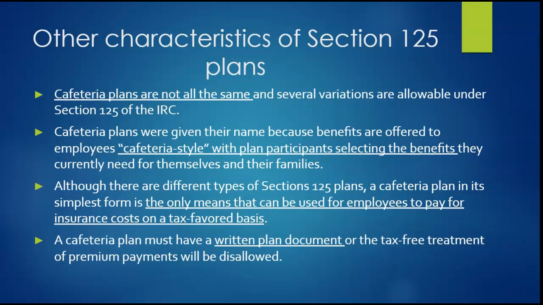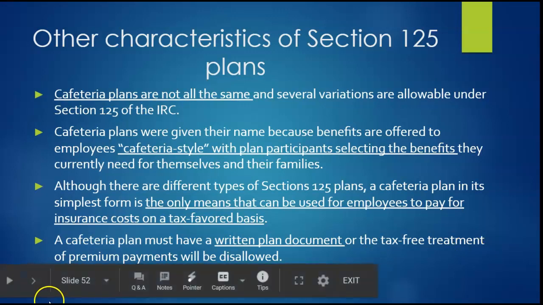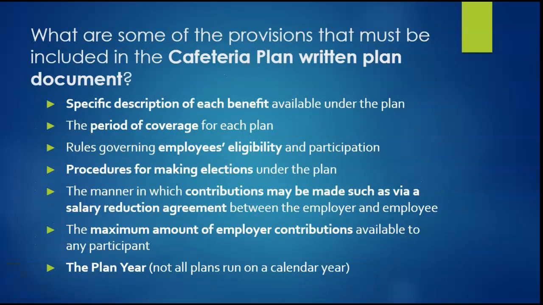And so there's a lot of rules that go along with Section 125 plans that we're going to jump into, but that written plan document is key, and if it's not done right, it can be catastrophic to the plan and the benefits. So what are some of the provisions that have to be in that document? Well, the specific description of each benefit has to be listed, the period of coverage for the plan, the rules governing the employee's eligibility and participation, and this is going to come back to something that we're going to call non-discrimination testing here in a moment.